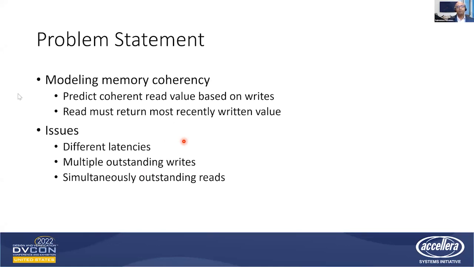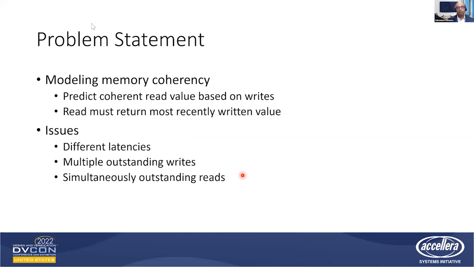As you may be aware, it may not be easy to precisely predict the most recently written value when different actors are present or when different transaction types, like writes and reads, have completely different latencies. It also becomes difficult to predict the value when there are multiple outstanding writes or if reads are outstanding at the same time as writes. In the next slide, we will talk about the current approaches to the problem and their pitfalls.